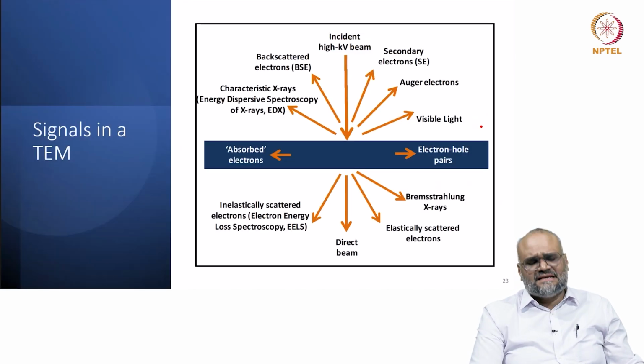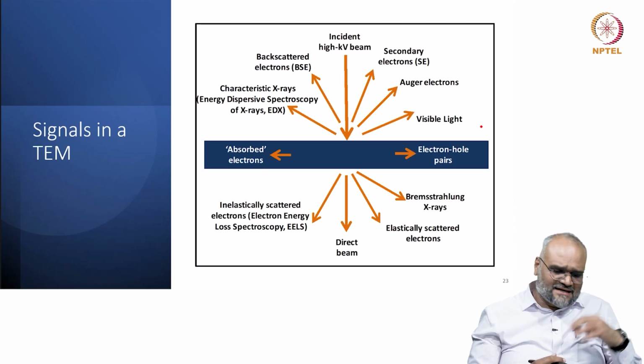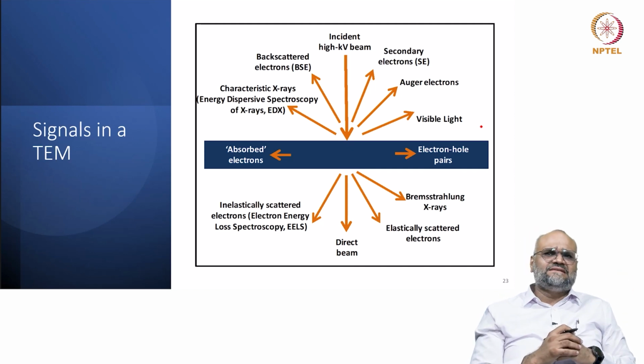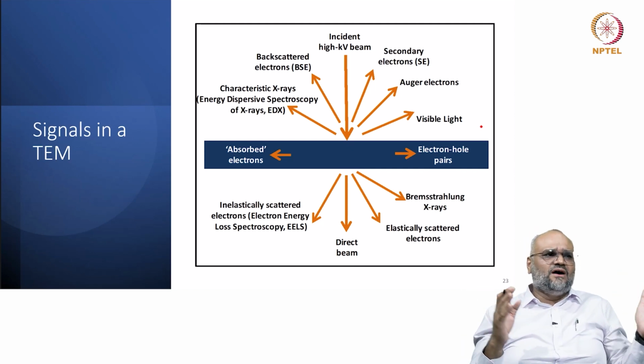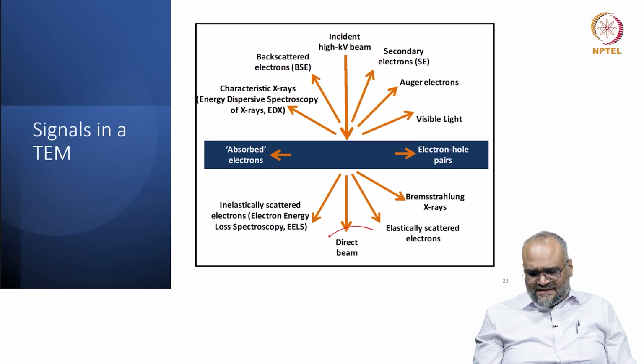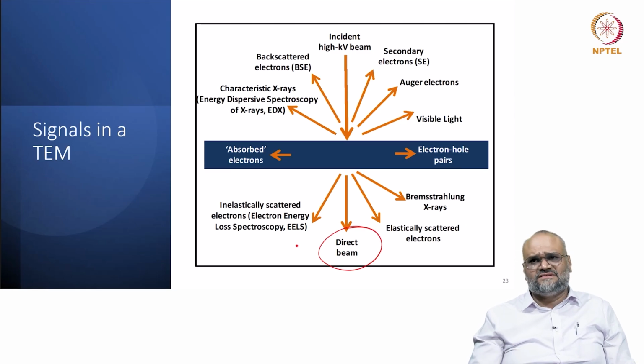So if you look at the signals that are generated in a TEM, a host of signals are generated. Once a high energy electron beam is incident on the specimen, you have secondary electrons, backscattered electrons, Auger electrons, visible light, characteristic X-rays and so on, which are coming out. Broadly, you can classify these as the elastic signal or the inelastic signal. And from the elastic signal, you are largely looking at most of the imaging, or diffraction, I should say, that is done in the TEM.